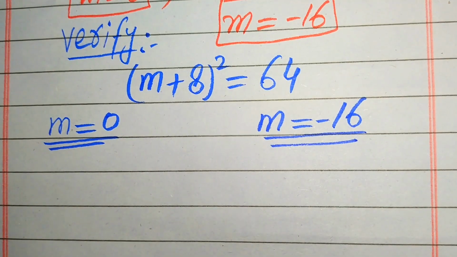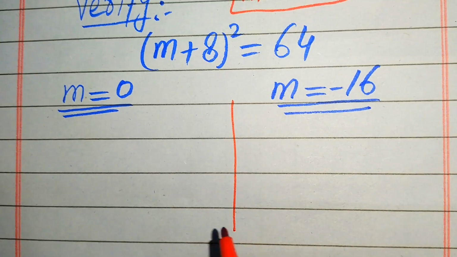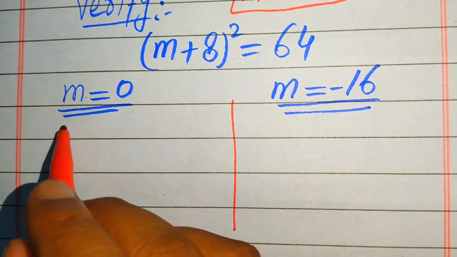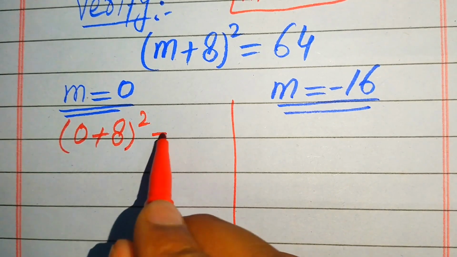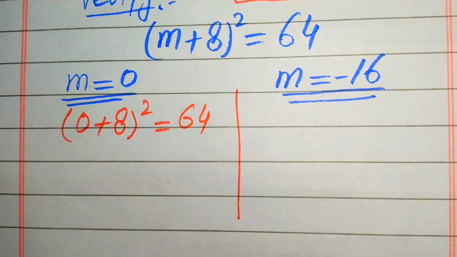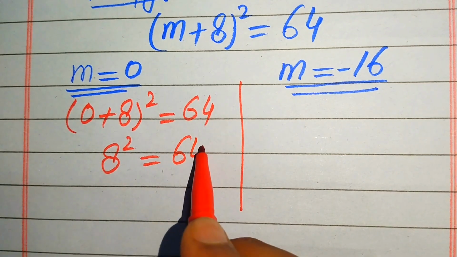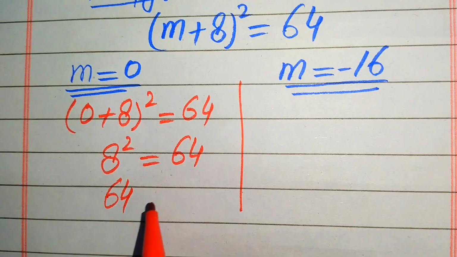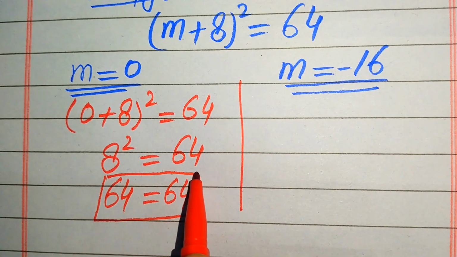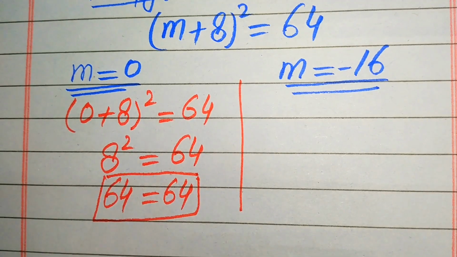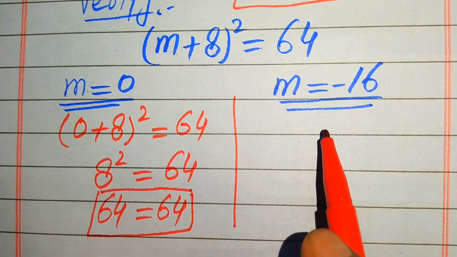So we verify both of these roots, and first we focus on m equals 0. We put m equals 0 into the left hand side and check its behavior. It becomes (0 + 8) whole square equals 64, and we know that 0 plus 8 becomes 8 square equals 64, and we clearly see that we get 64 equals 64. So this shows that the value m equals 0 satisfies our given question statement. And now in the same pattern we verify the second value of m.